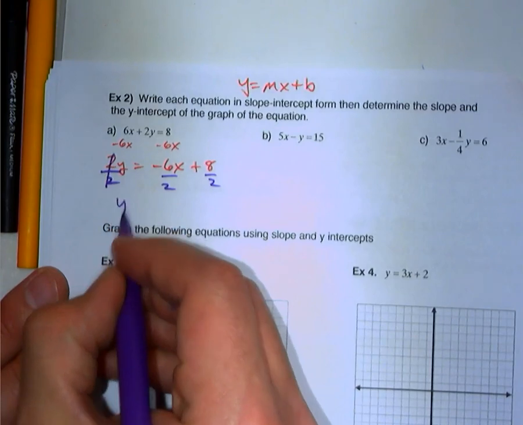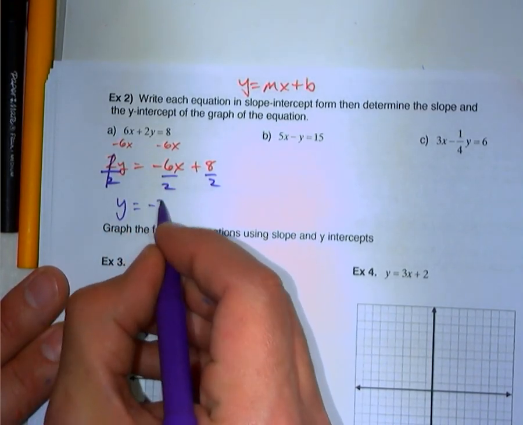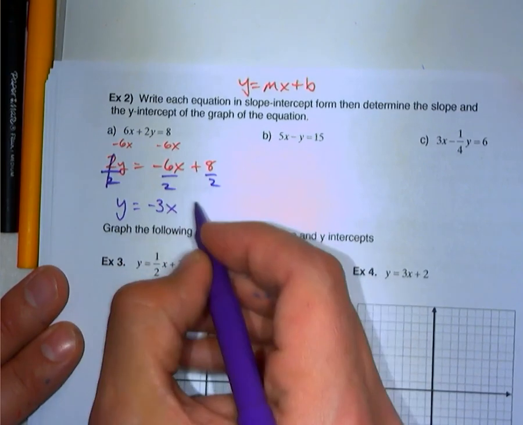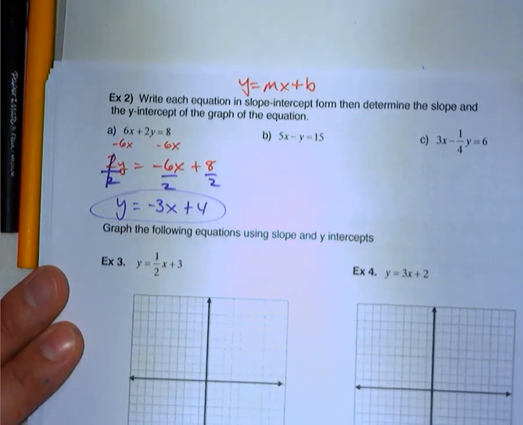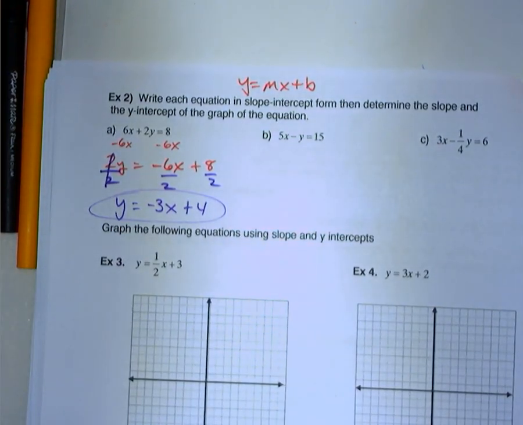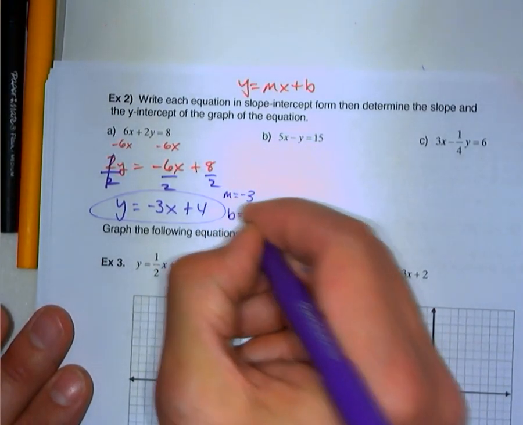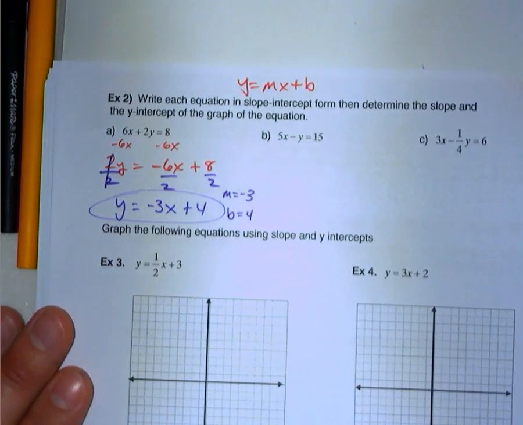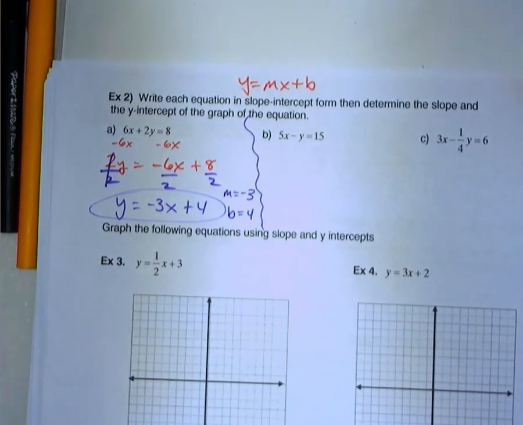These guys cancel. What's negative 6 divided by 2? -3. Negative 3x. And then 8 divided by 2 is 4. Okay, so now I should be able to determine my m and my b. M is negative 3 and my b is 4. You guys okay with that? Yeah.